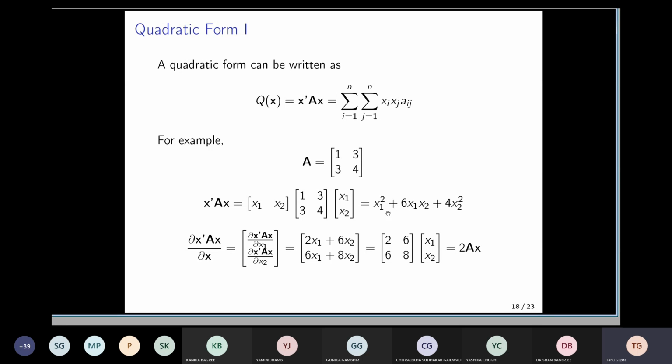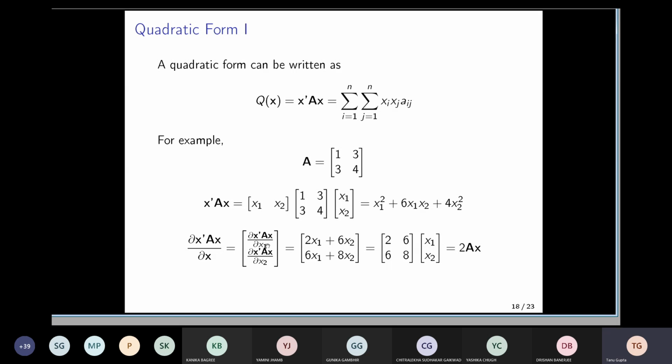Now we have to find the derivative of this quadratic form. So we have to differentiate this with respect to vector x. Okay. So how will we do it? We are interested in del x prime Ax by del x, and since I'm saying del x, it means I am going to stack the partial derivatives in column form. So del x prime Ax by del x1 and del x prime Ax by del x2 will be these two elements in the column form.